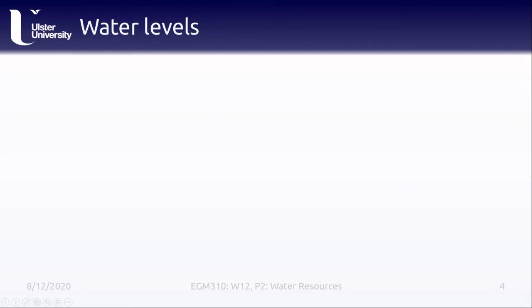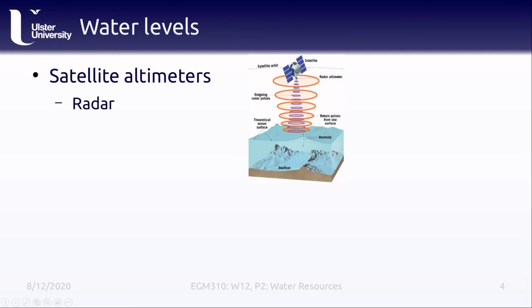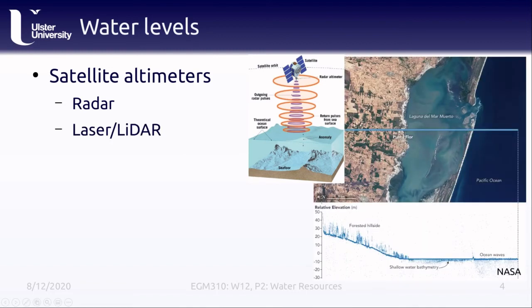To estimate water volumes, we need to know the surface elevation of the water body. We can do this using satellite altimeters. This could be a radar altimeter, as is used to map the ocean surface elevation. For smaller water bodies, we can also use laser altimeters, or LiDAR, including NASA's ice, cloud, and land elevation satellites. The example here shows ICESat-2 data.